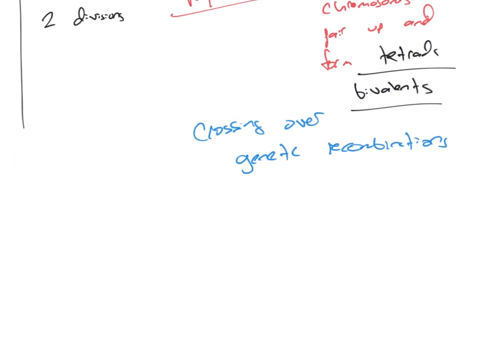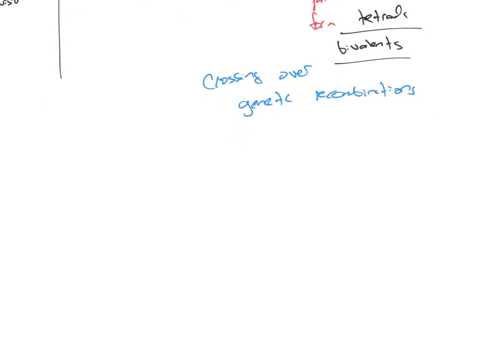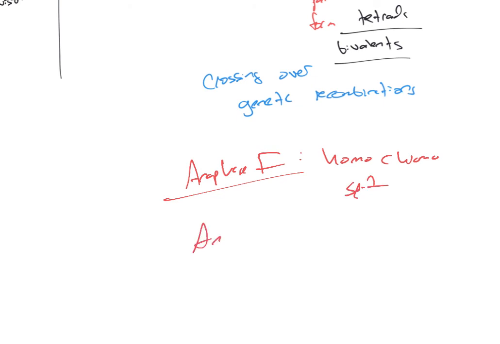So okay, that's one key difference. The next key difference is in Anaphase 1, the homologous chromosomes split. And then in Anaphase 2, the sister chromatids split.